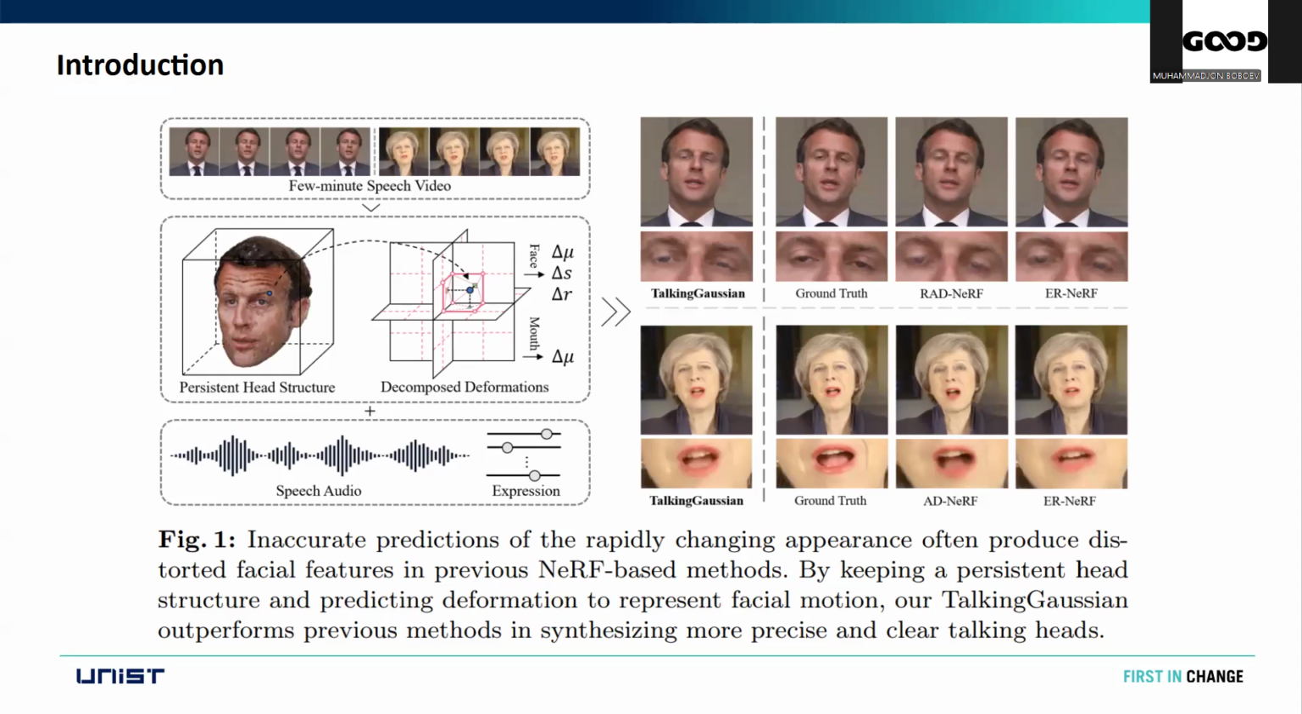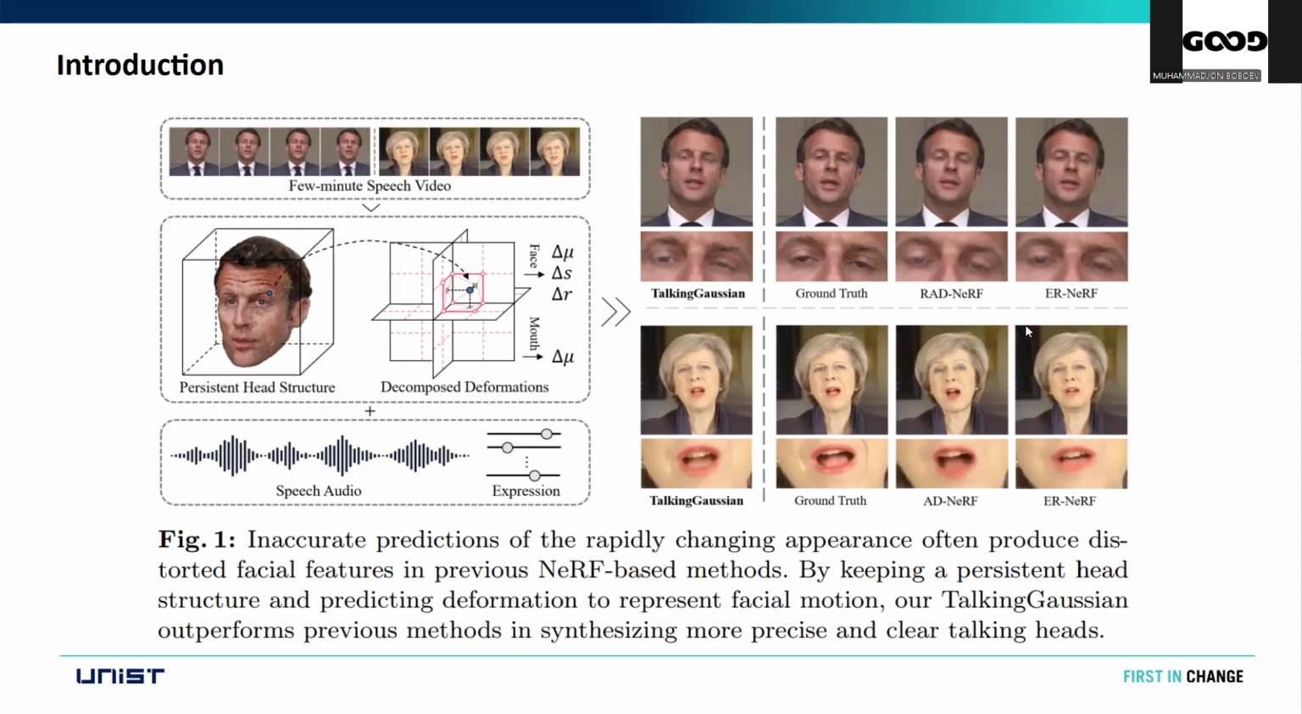So the main task here is, given a few-minute speech video, they are trying to generate a talking head. The condition is only the speech in this task. One of the challenging problems in this kind of task is predicting the rapidly changing appearance, since it's sometimes very difficult to get those deformed facial features.